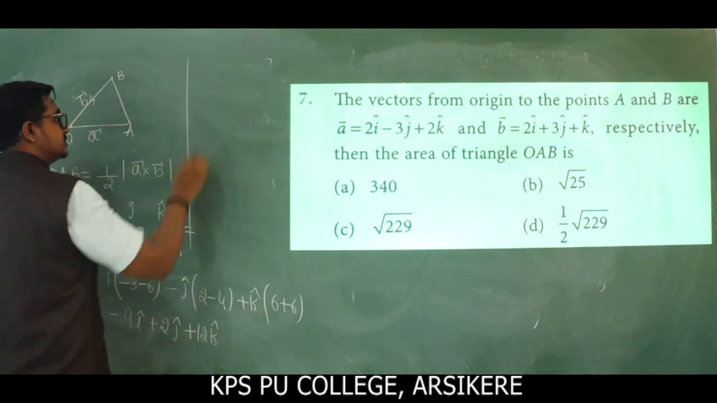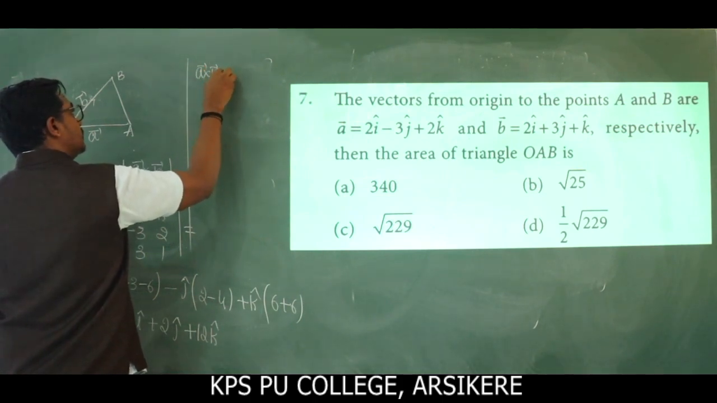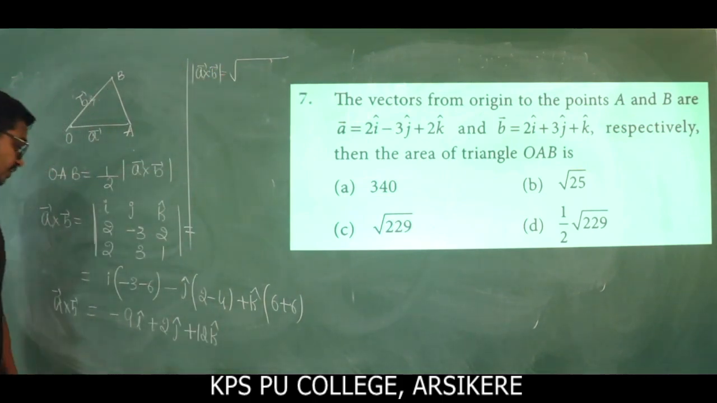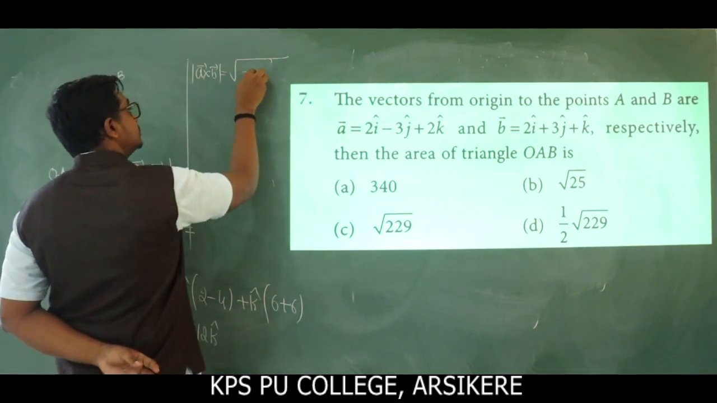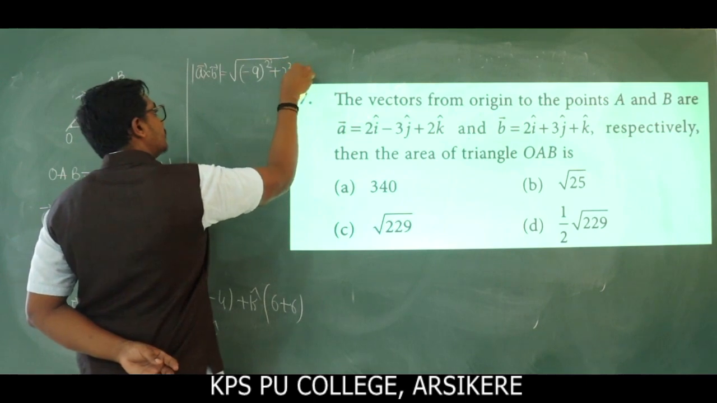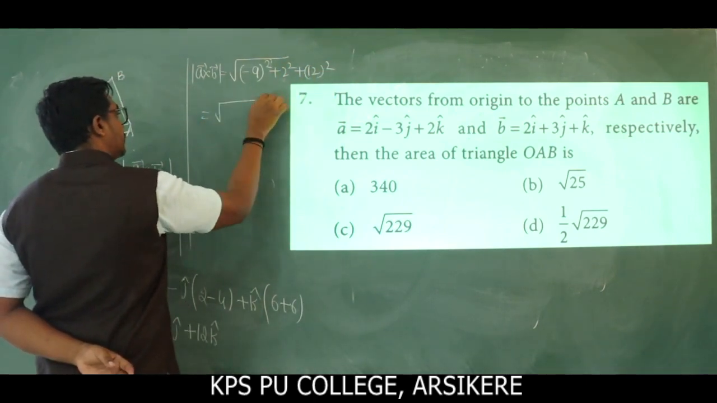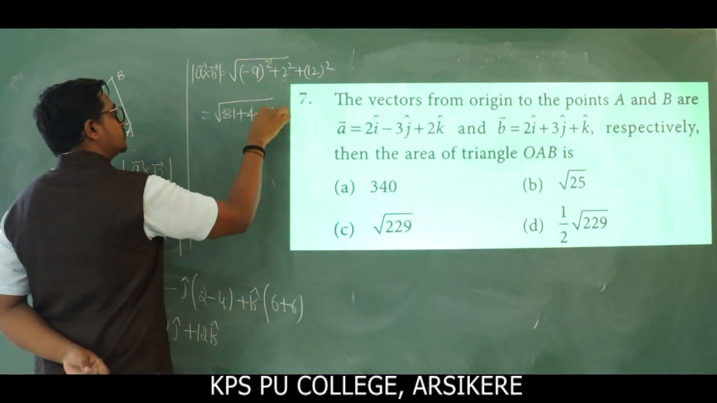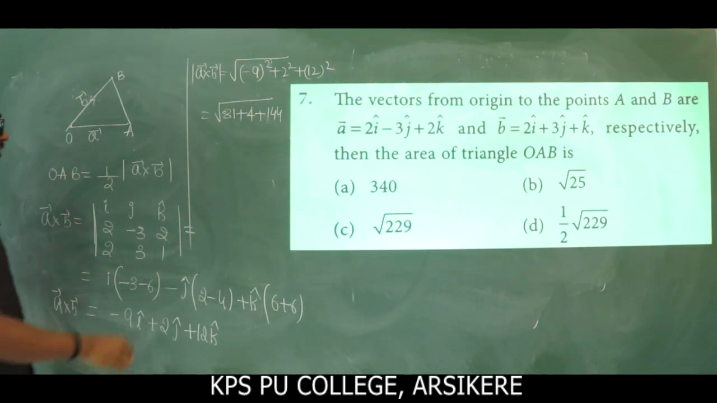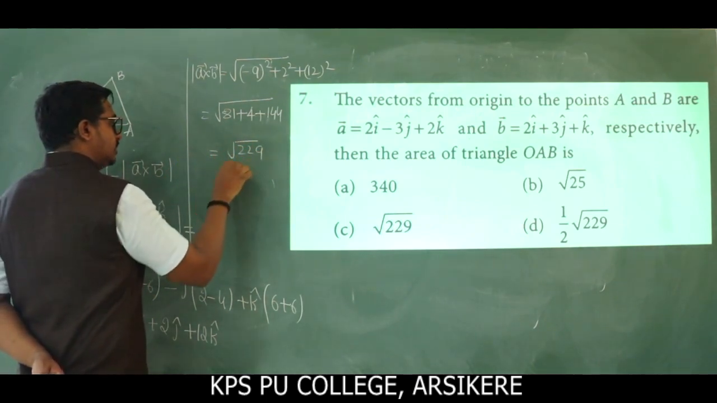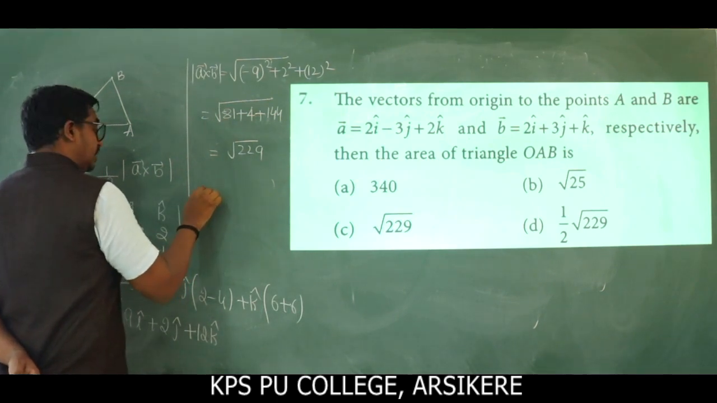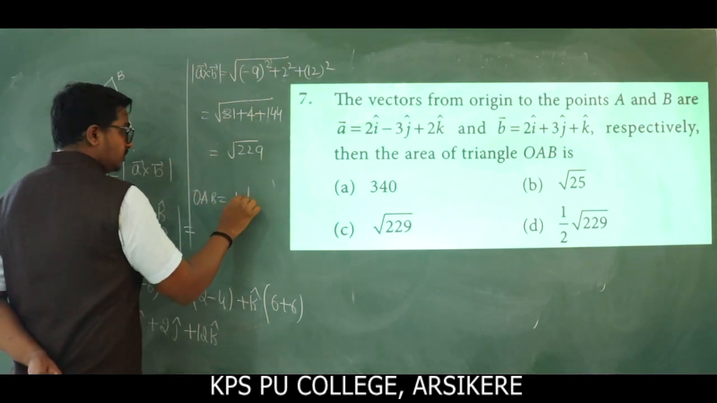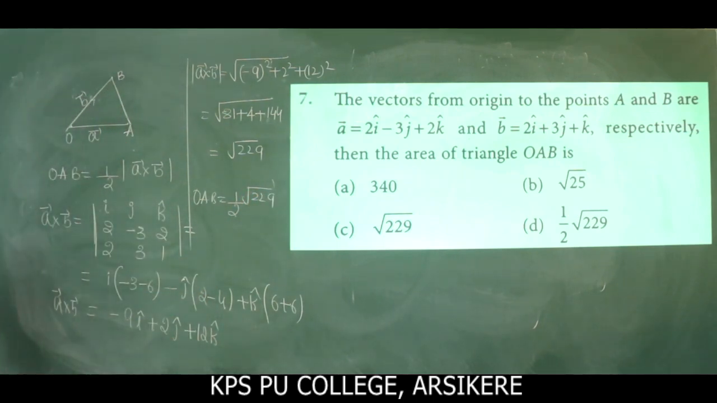What about the magnitude of A cross B? Magnitude of A cross B is equal to the square root of minus 9 whole square plus 2 square plus 12 square. Simplification: 9 square is 81, plus 4, plus 12 square is 144. The sum of these three terms becomes root of 229. Therefore the area of triangle OAB is equal to 1 by 2 times root of 229. This is our answer. Option D is our right answer. Take a pause and note down all the things I have written here.